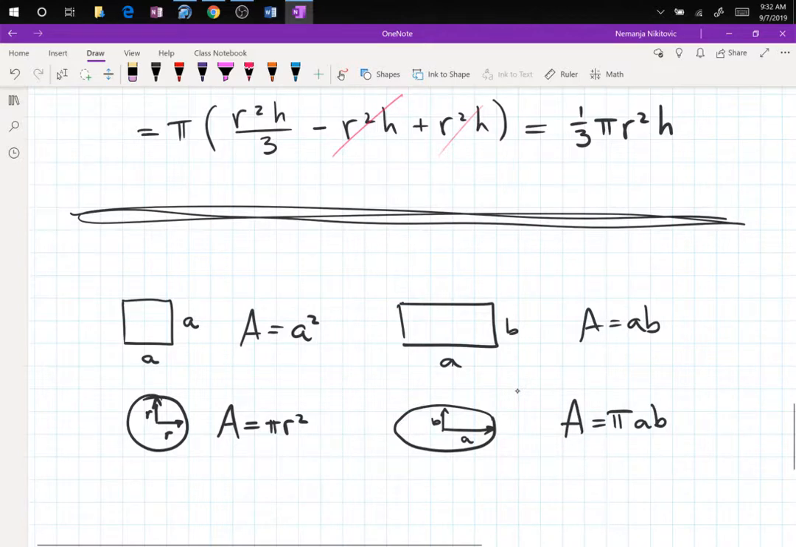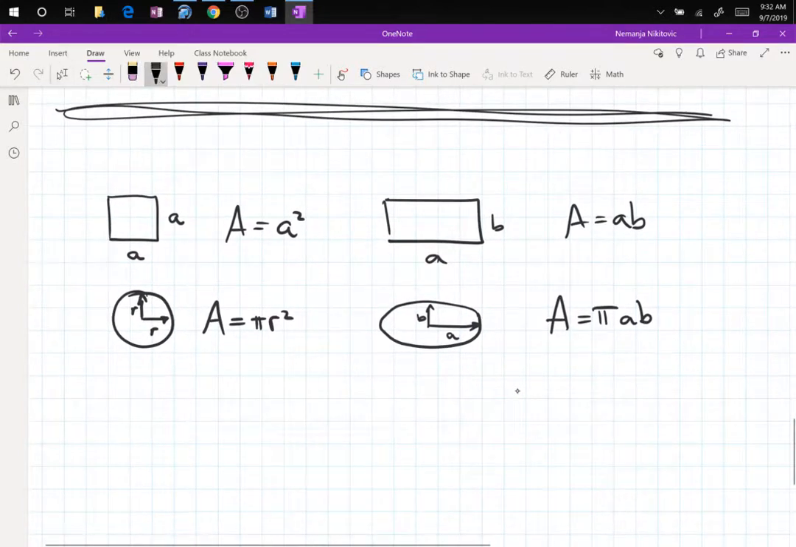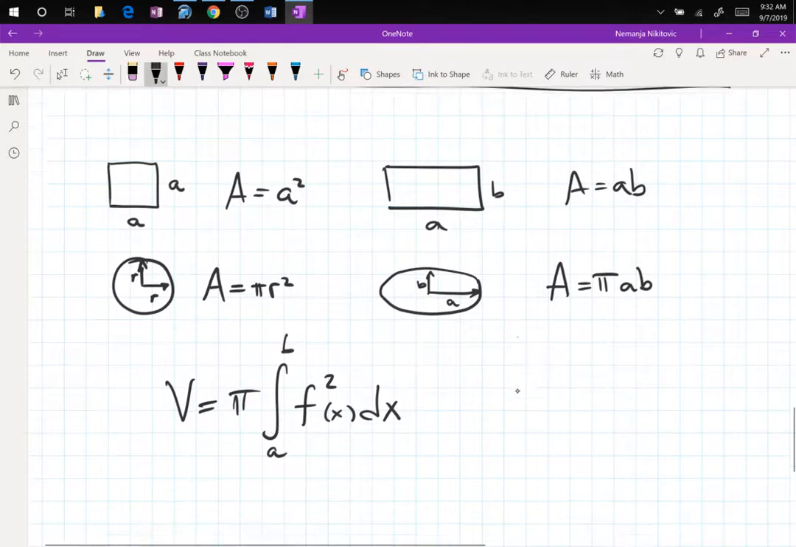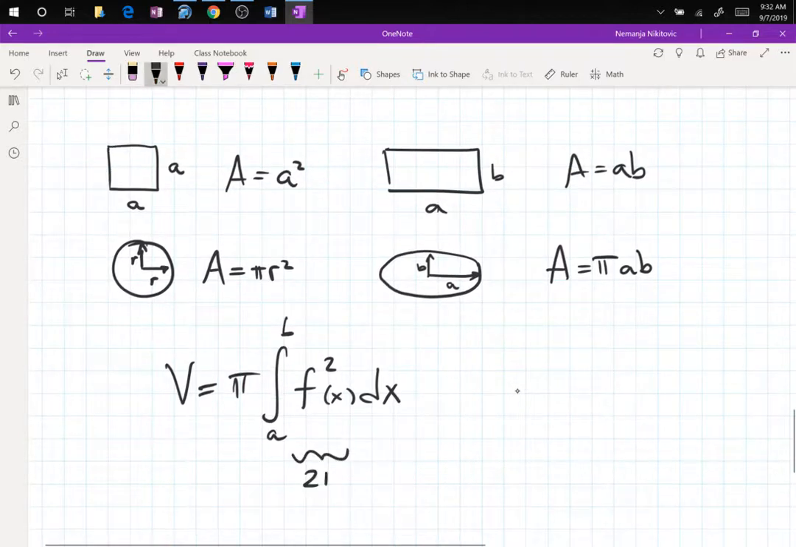So in our formula for volume here, pi integral f squared dx from A to B, this one brings me 2 dimensions, this one brings me 1 dimension, for a total of 3 dimensions. And we do calculate volume in this case. So that's the way it works.